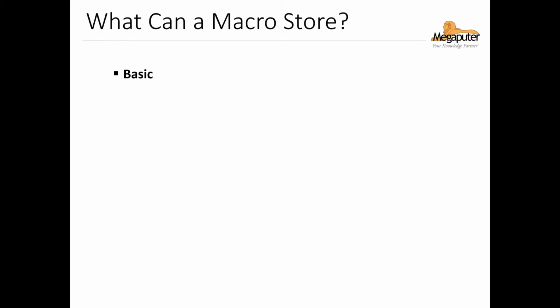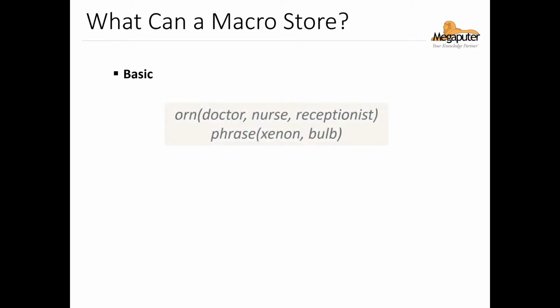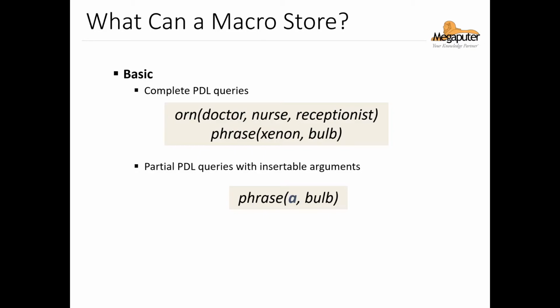So what can a macro store? Well, the basic XPDL macros can store things that we've seen previously. Basic PDL, just regular PDL. Or we can have kind of placeholder PDL. So that A here in phrase A bulb acts as a placeholder for other expressions we would like to call this PDL. So the basic version, the top, that's what we called a variable previously. The bottom, that's what we previously had just called a macro. These are both referred to as macros in the XPDL sense.